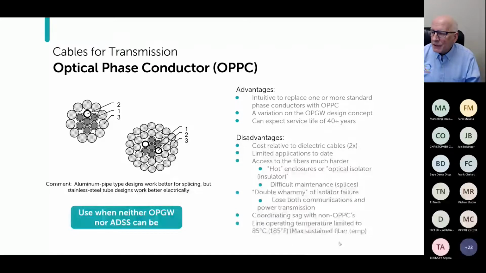The reason for this limit is it's the maximum sustained fiber temperature. So the fiber can go hotter than that for very short durations, but not on a continuous basis. So it limits your line operating temperature. So on balance, I have to say OPPC, I think, is more of a special case solution when neither OPGW nor ADSS can be used for some reason. And I think that's why it's been used more internationally, because of the nature of the power grid in certain other countries in the world.